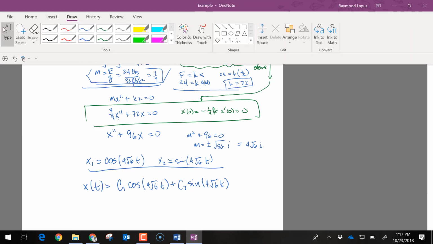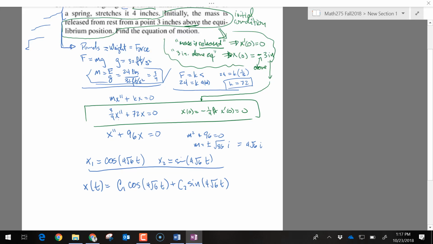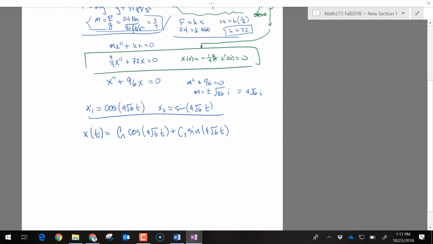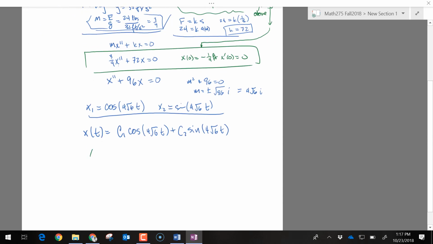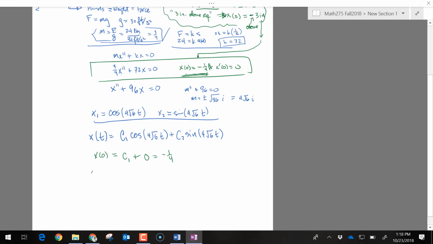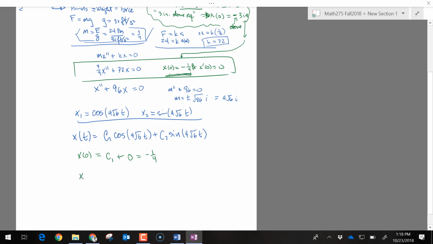All right, so we're not quite done yet because we have initial conditions. And so let's throw in our initial conditions. We need to take the derivative and then put 0 in. X of 0 is equal to, cosine of 0 is 1, and sine of 0 is 0. And so according to our initial condition, x of 0 is equal to negative 1/4, right? We need to take the derivative, x prime of t. Taking the derivative of cosine is negative sine, and then you get this extra 4 root 6 coming out.